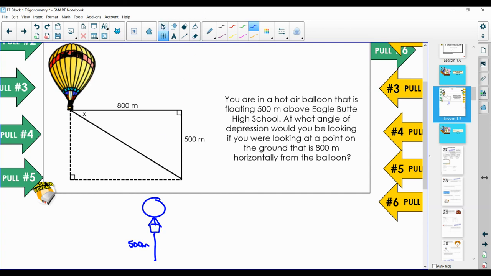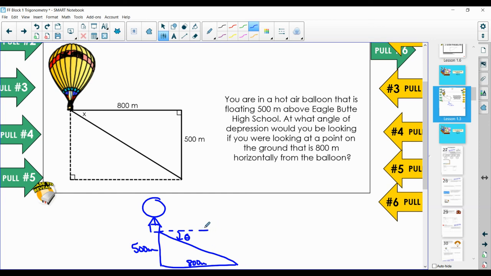Or I could have moved that line over. I'll just draw my line over a little bit, right below the balloon. And so I'd picture this as being the 500 meters. And then I know that my distance here is 800 meters away. And I'm looking for angle of depression. So angle of depression is the angle from the horizontal. So this would be my angle of depression.